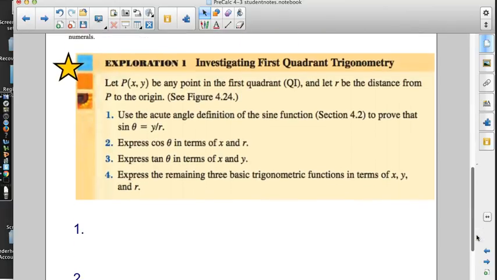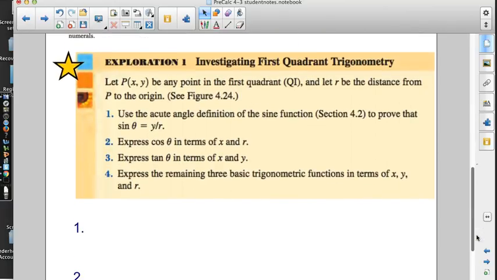Investigating first quadrant trigonometry. It says let P be a point (x, y), any point in the first quadrant, and let r be the distance from P to the origin. I need a visual of that.